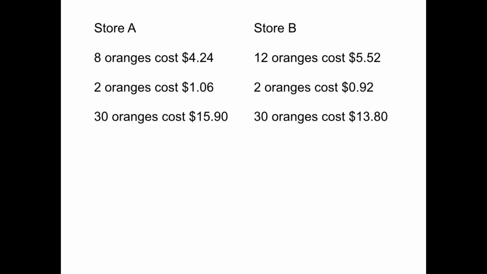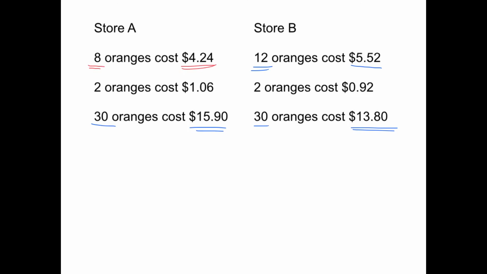Let's look at all the information we've gathered now. We know the price for 2 oranges for each store, and we know the price for 30 oranges for each store. Does it look like it's easier to compare the price when you have the same number of units? We can clearly see now which store is cheaper based on the same number of oranges. Spending $13.80 on 30 oranges at Store B is much cheaper than spending $15.90 at Store A. This was harder to see in the original question because we had a smaller unit and a lower cost as opposed to 12 oranges for $5.52. You can see now how comparing the same number of units helps you to better understand the problem.